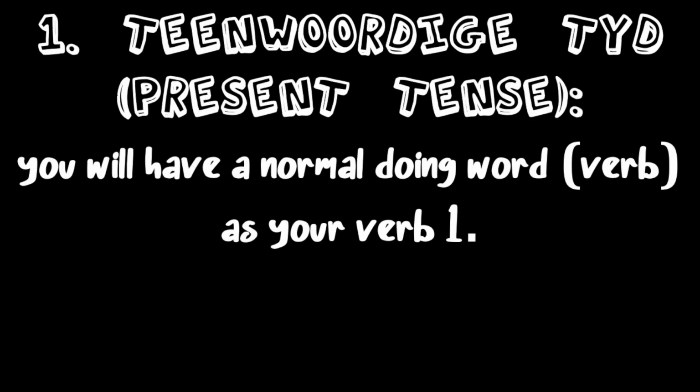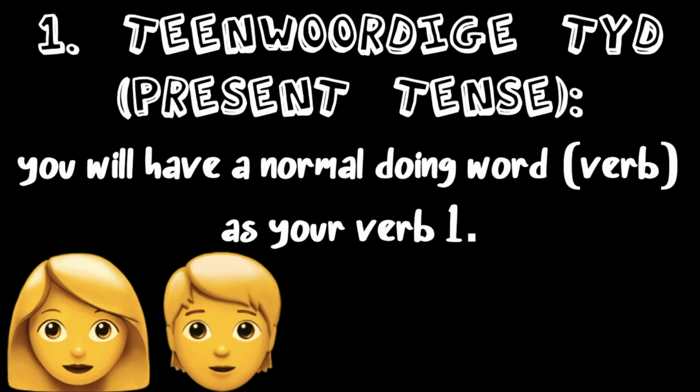So we'll start with the first one, okay? And this is teenwoordige tyd, present tense. So right now, most of you are teenagers. So I use those emojis because I'm assuming they're teenagers. So this just means your verb 1, because remember I told you to always go and check out your verb 1. Your verb 1 will be a normal doing word. It will be a normal verb. So it would be like spring, hardloop, koop, loop, anything in that line, a normal verb 1.